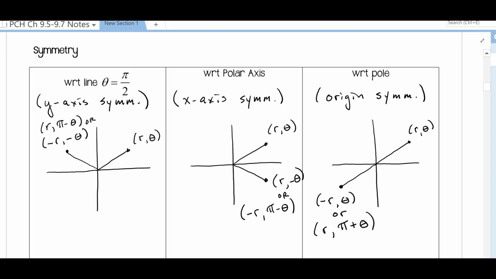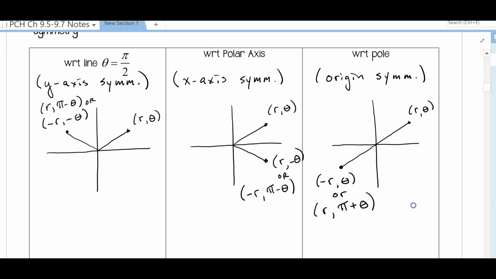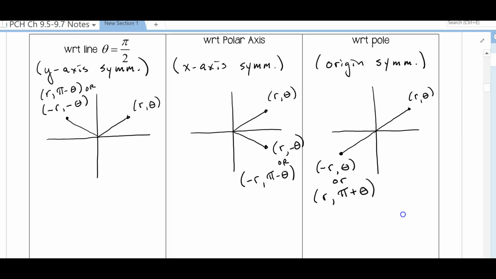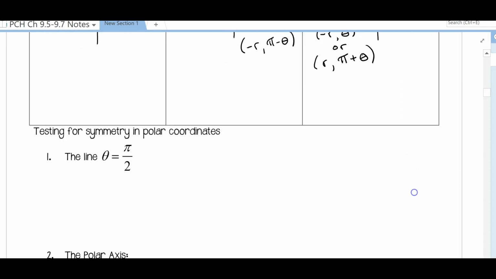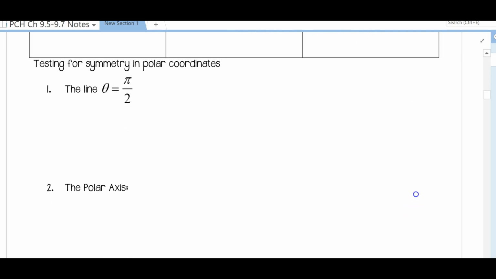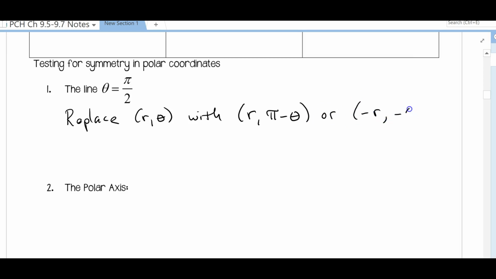So we're going to use these facts to help us determine if a graph has symmetry. When we're testing for symmetry in polar coordinates, if we're testing if it's symmetric over theta equals pi over 2, what we'll want to do is replace (r, theta) with (r, pi minus theta), or you could also replace it with (negative r, negative theta). And then you want to check and see if you get the original equation back.